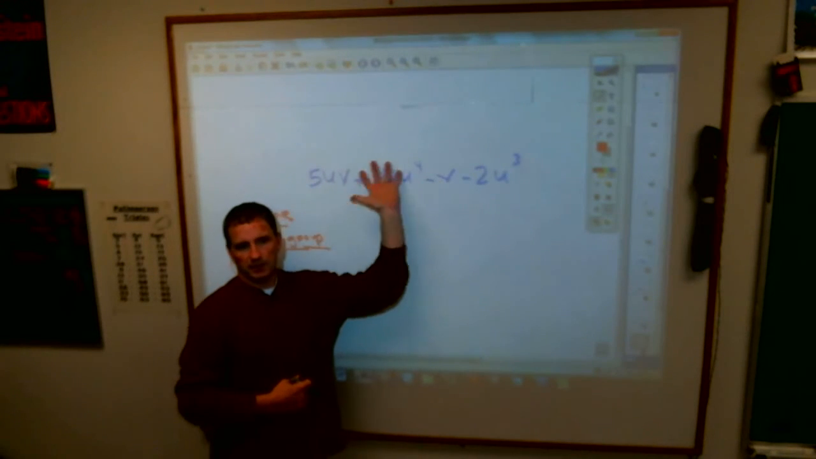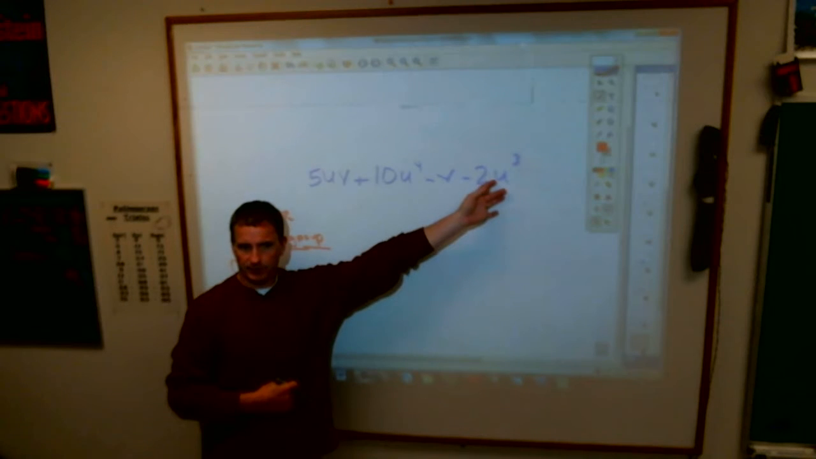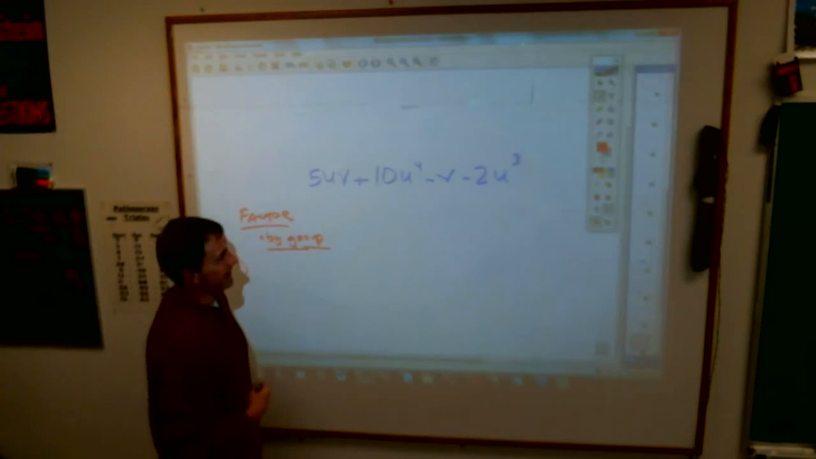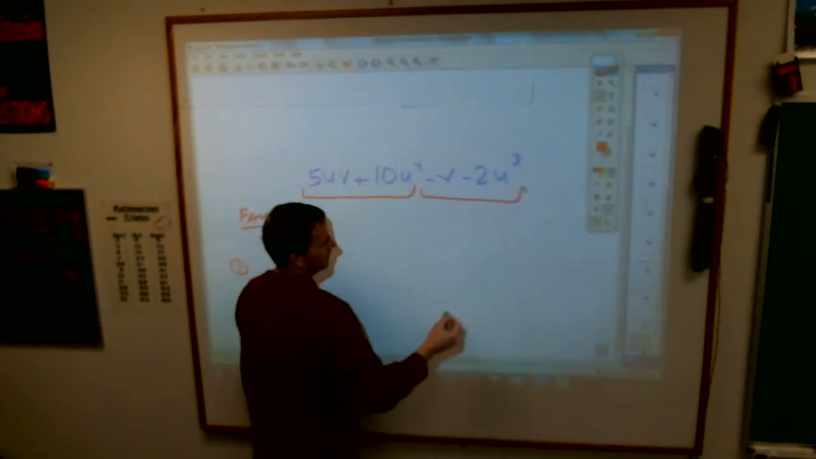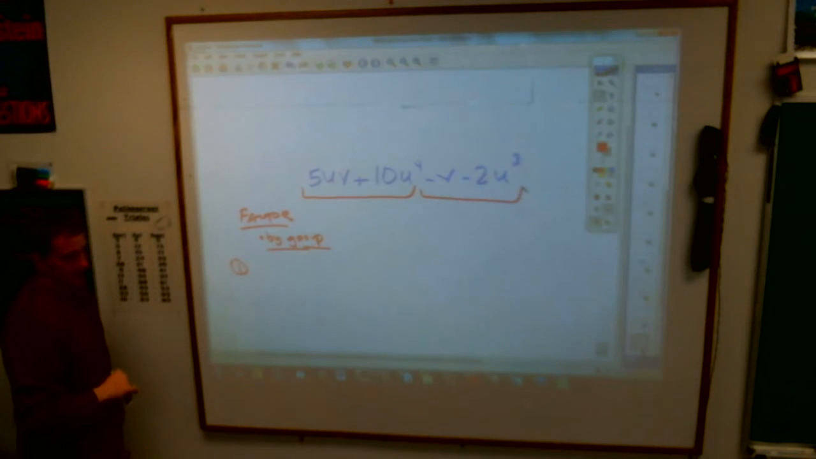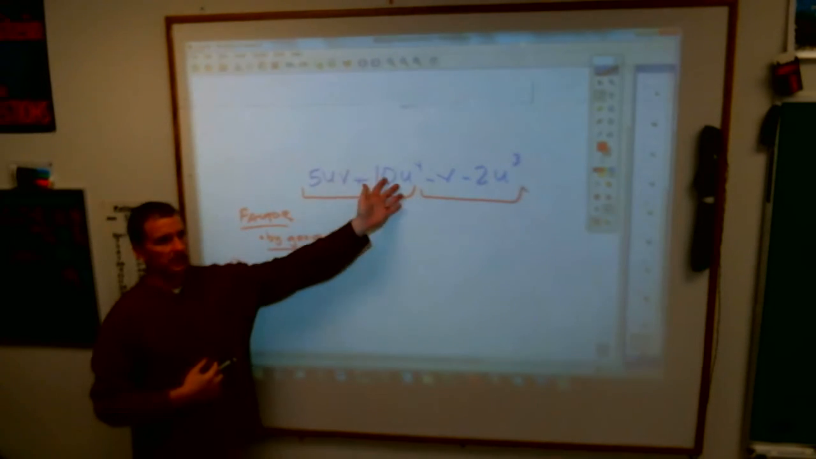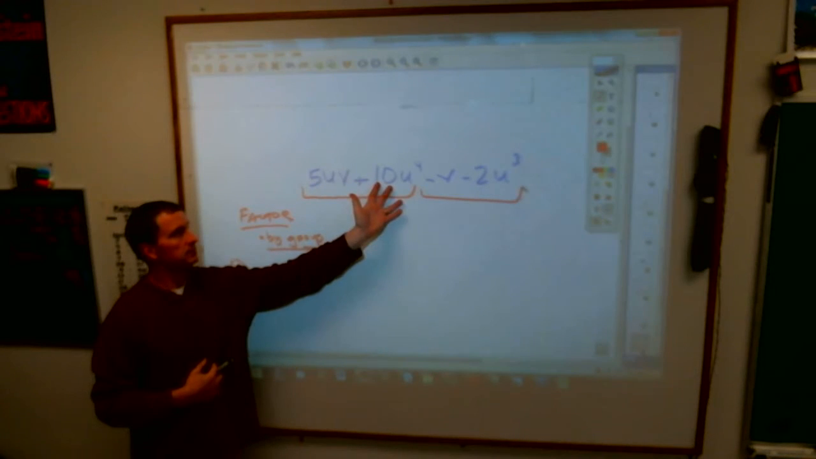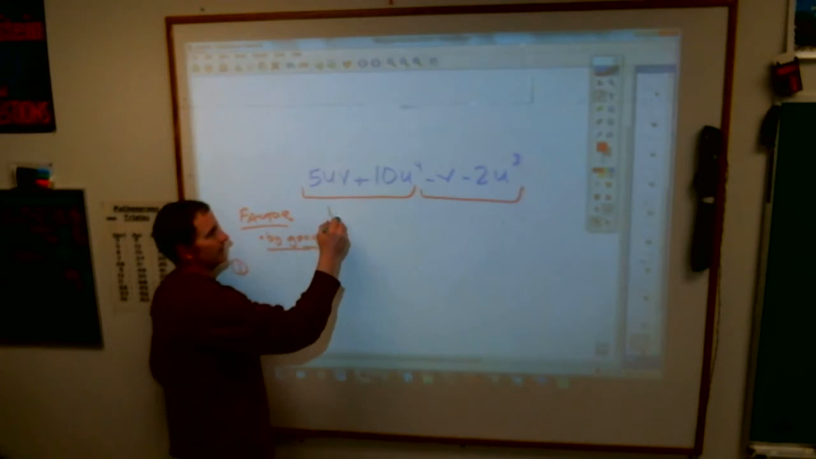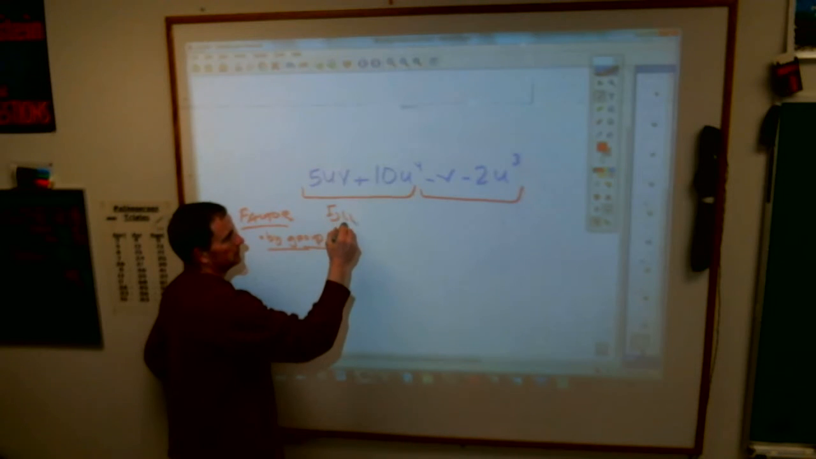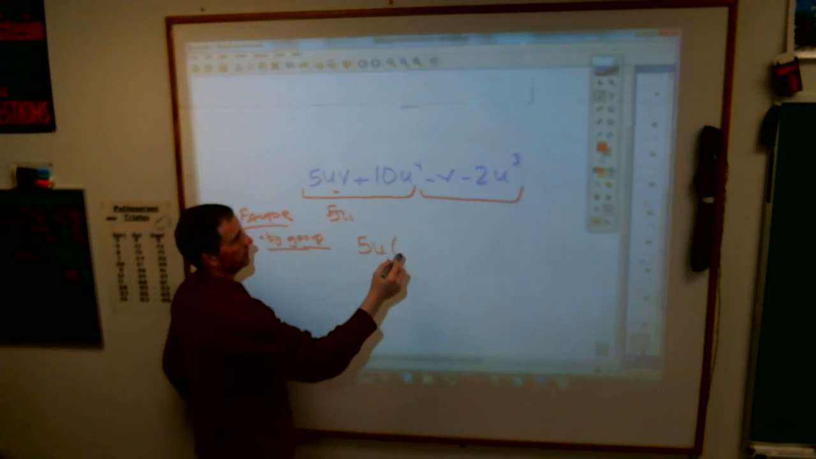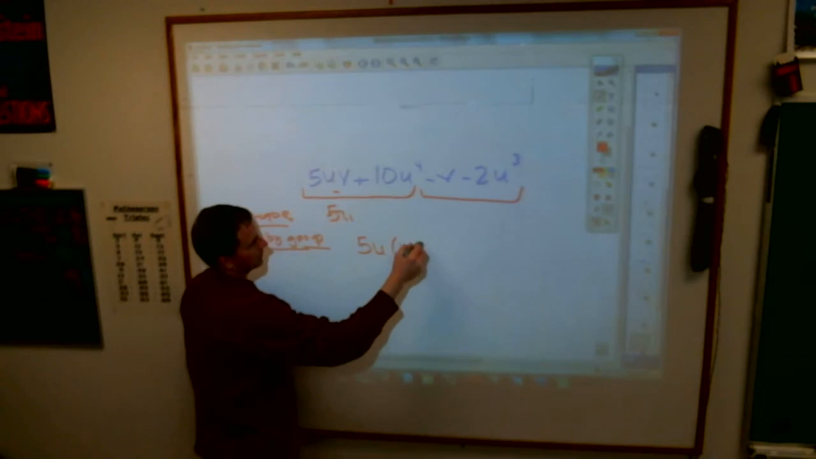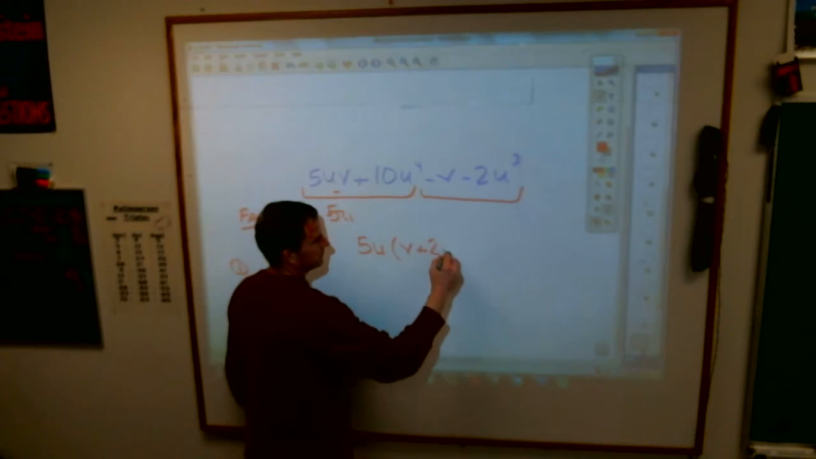This one does not. Can't take any of the same number, they don't all have the same letters. If that's the case, then what you look to do is to group 2 of them together and the other 2 together and see if you can't factor each group by something. So what do both of these have? A 5. So you take that 5u out, which I'm going to write down here, and I'm left with a v plus what? 2u squared, right? 2u cubed. Sorry.